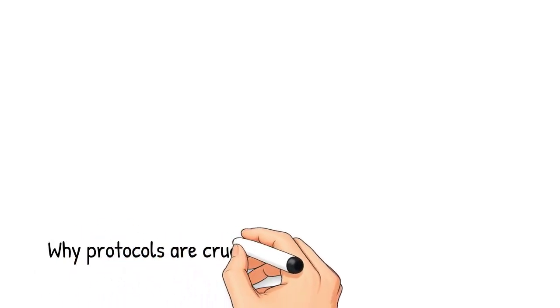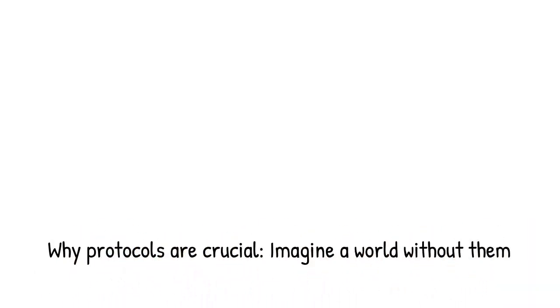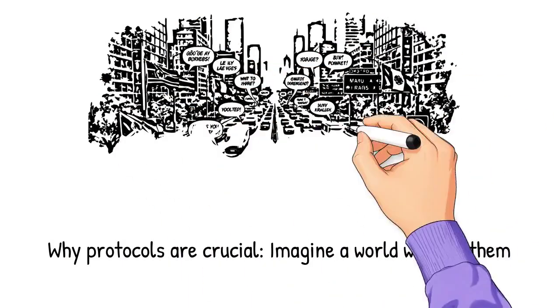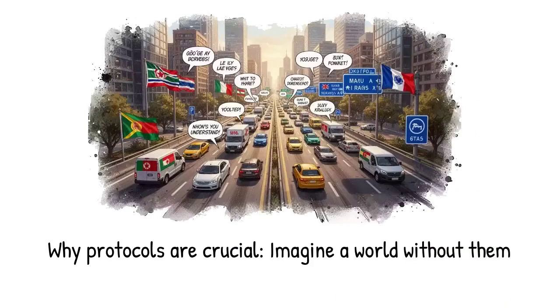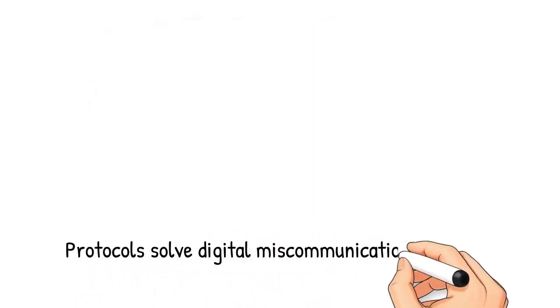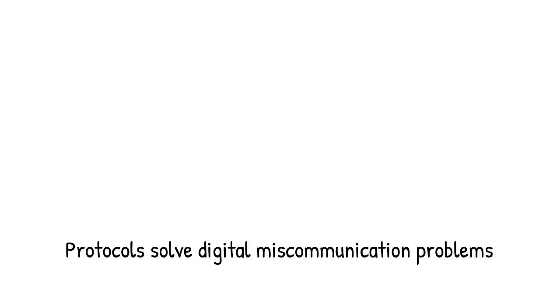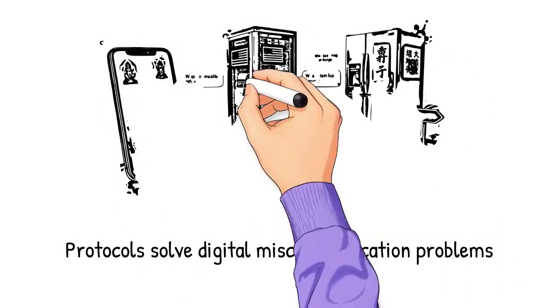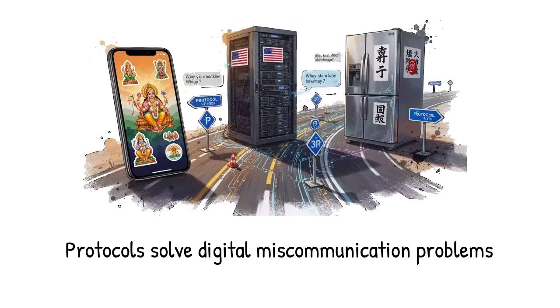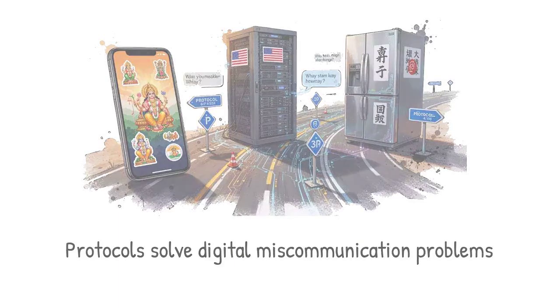Without protocols, the internet would be chaos, a world where devices shout at each other in random languages, unable to understand or trust anything. Imagine every country using different languages, road rules, and traffic laws. Protocols solve this problem in the digital world. They create standardized rules so every device, whether it's a phone in India, a server in the US, or a smart fridge in Japan, can communicate clearly and safely.